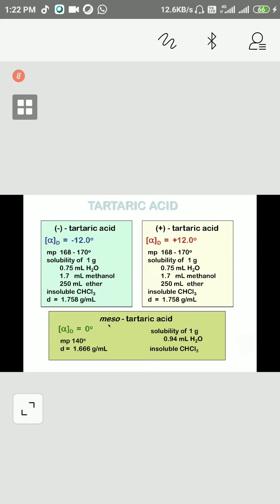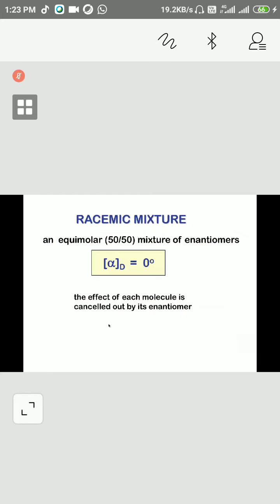Meso tartaric acid has many differences. Melting point will be totally different, solubility will be different, density will be different. So you can easily differentiate a meso compound from any enantiomer. A racemic mixture means equal amounts of both enantiomers, then the rotation will be zero.